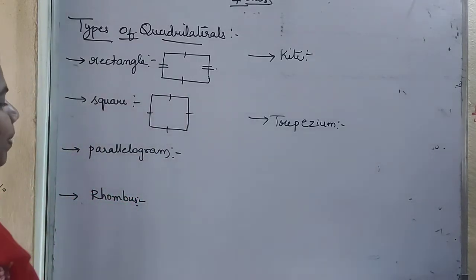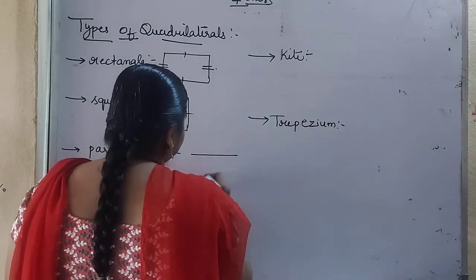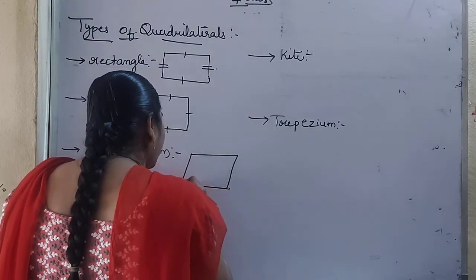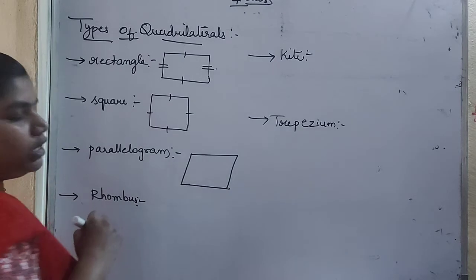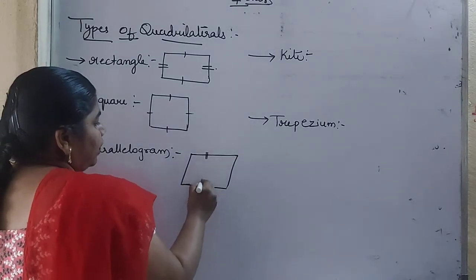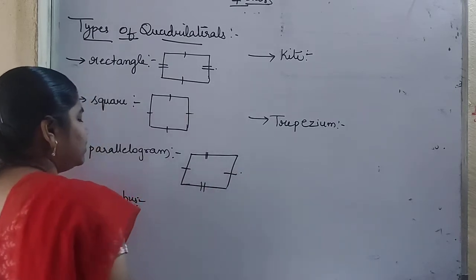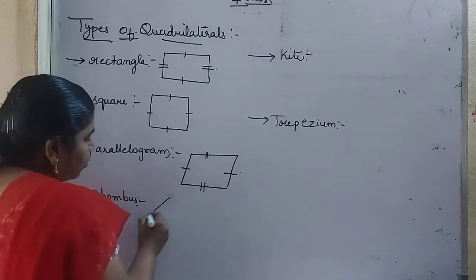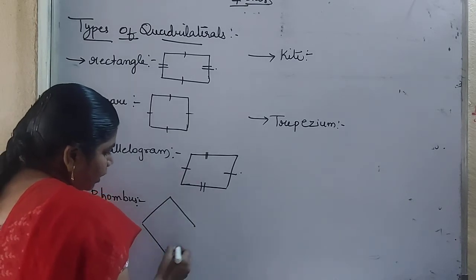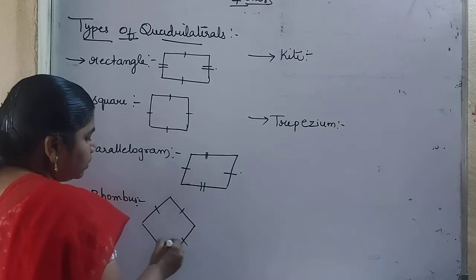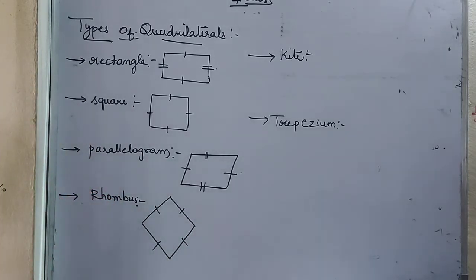Next, in a parallelogram, opposite sides are parallel to each other and also opposite sides are equal. So they will be parallel and also they are equal. So this figure we will call a parallelogram. And rhombus, in a rhombus all the sides will be equal. So same as a square. In a square also all the sides are equal. In a rhombus also all the sides are equal.